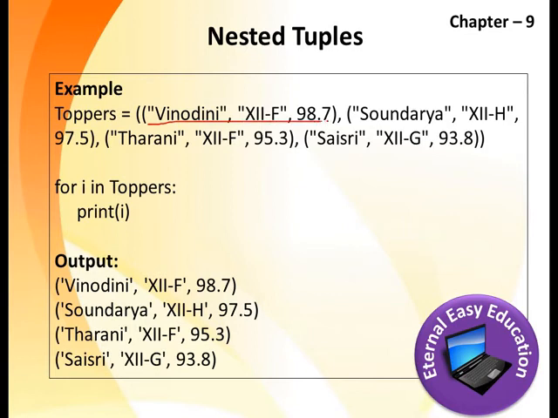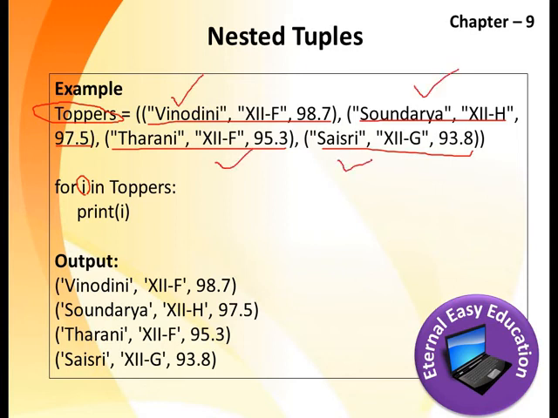This Vinodini, it is a tuple. Okay, first tuple. Next one up to this Soundarya, 12H and 97.5, up to this is another tuple. This is another tuple and this is another tuple. So each one is under the name tuples. So for i in tuples, this i will have the first value, next value and next value. So it will iterate one by one.